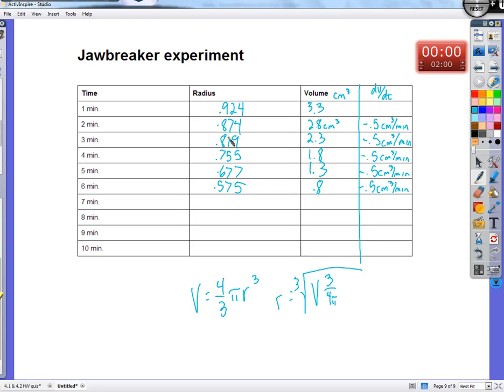The graph would not be a straight line, because the radius is changing faster and faster and faster. It would be like half a parabola, kind of a curve. So what do we want to ask?